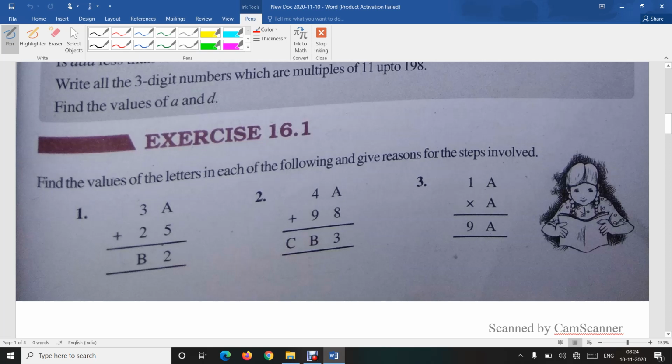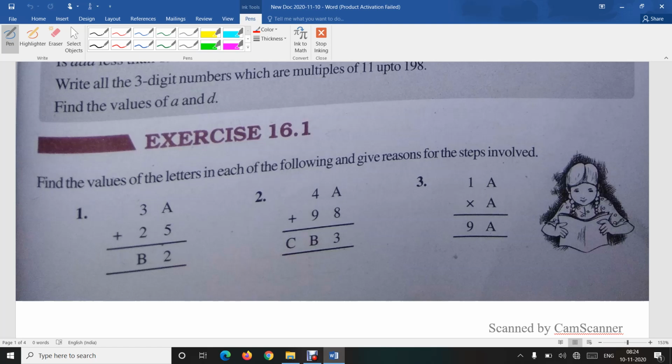This is your mathematics class. In the previous class we studied some puzzles, solving puzzles with the use of numbers. And in today's class, we will learn about letters for digits. So what do you mean by letters for digits?